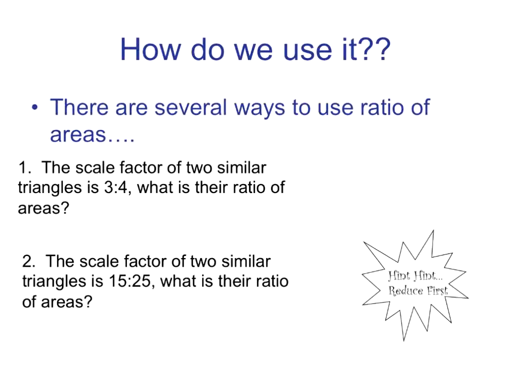And here we go. So we're going to try this one. The scale factor of 2 similar triangles is 3 to 4. Did you guys notice that I read the colon as the word to? So that really says 3 to 4. So we're going to write it as a fraction.